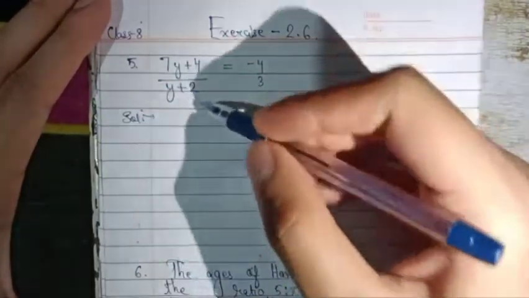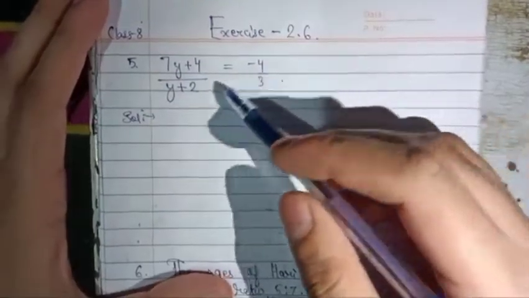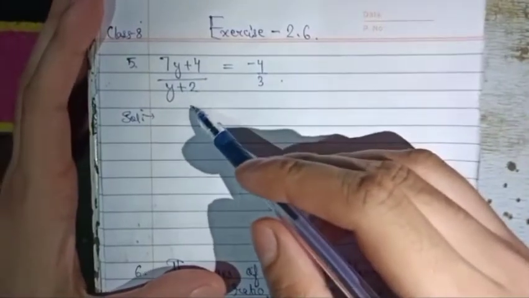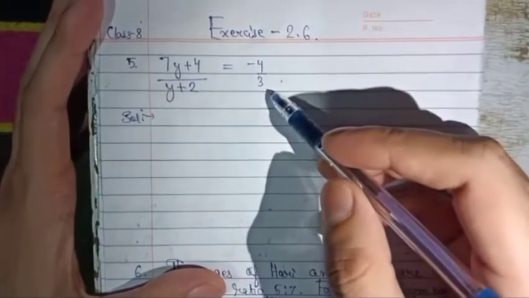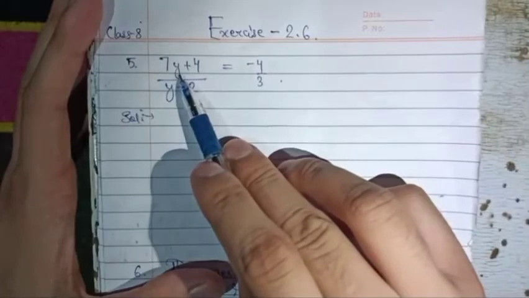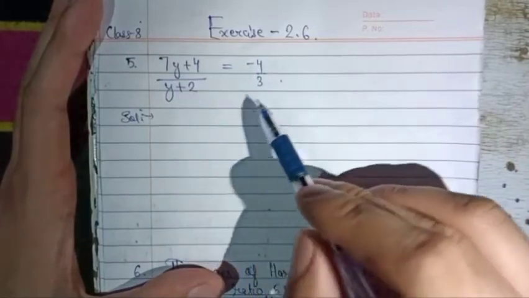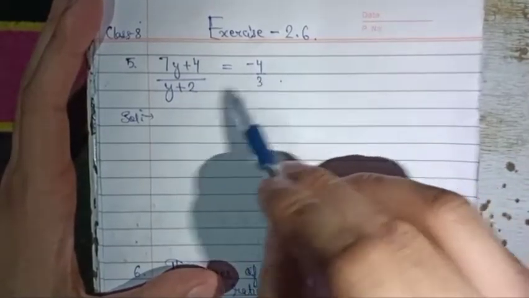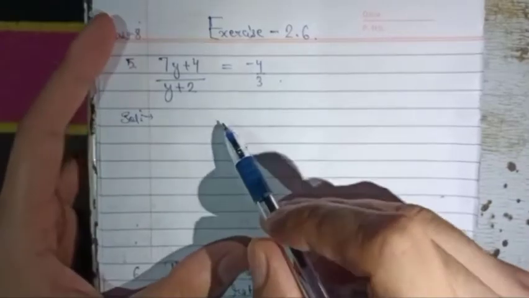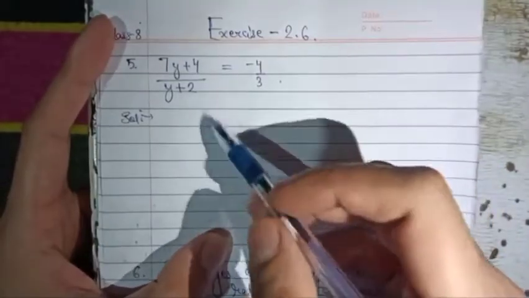Today we will proceed with question number 5, exercise 2.6. (7y + 4)/(y + 2) = -4/3, and now we will calculate the value of y. So here also two fractions are there. So what we are going to do, we will cross multiply the values.